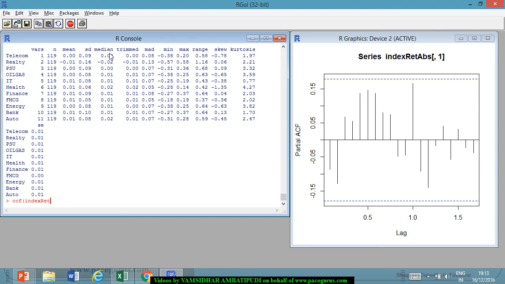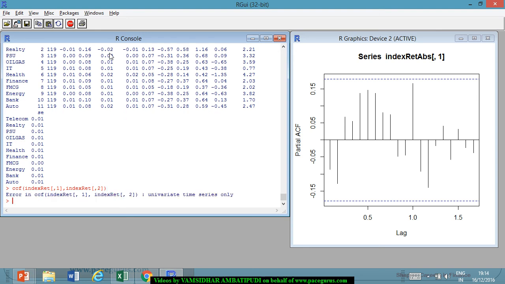between index red, the first column, versus the index red, the second column. If I am taking these kinds of cross correlations between these two, okay, CCF is associated with the univariate time series only. Let me just check the CCF.